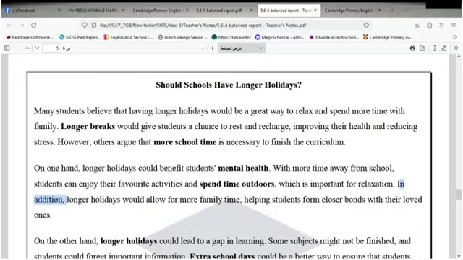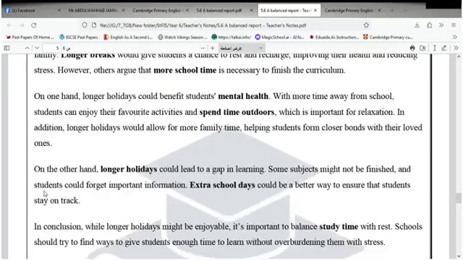In addition, longer holidays would allow for more family time, helping students to form closer bonds with their loved ones. Okay? Move now, after you wrote PEE or TEE, to the other side. On the other hand, to the negatives, longer holidays could lead to gaps in learning.